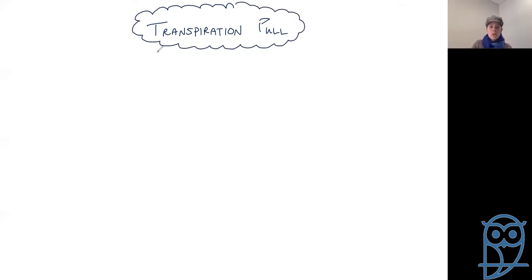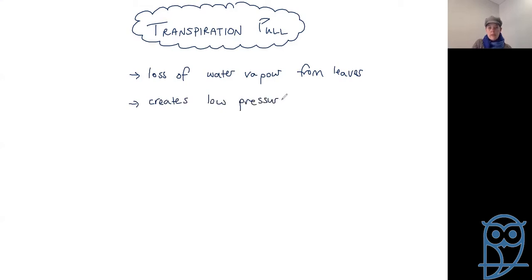Okay, so the transpiration pull is all about the loss of water vapor from the leaves. So this creates low pressure in the leaf, low water pressure. This pulls the water up the plant. So you've got to think of it like one long straw going the whole way through the plant. So if you suck at the top, the water is going to come all the way up from the bottom.